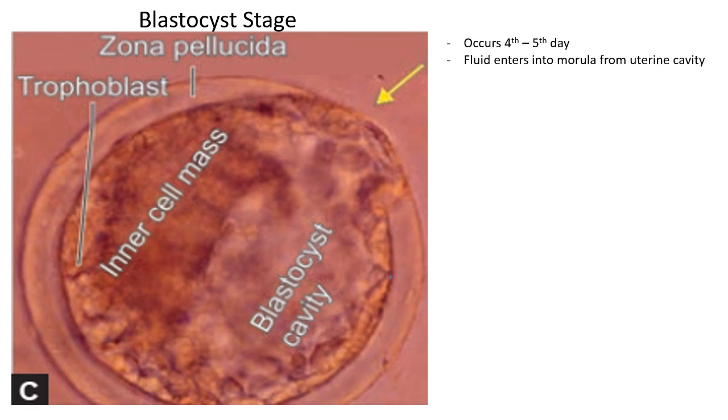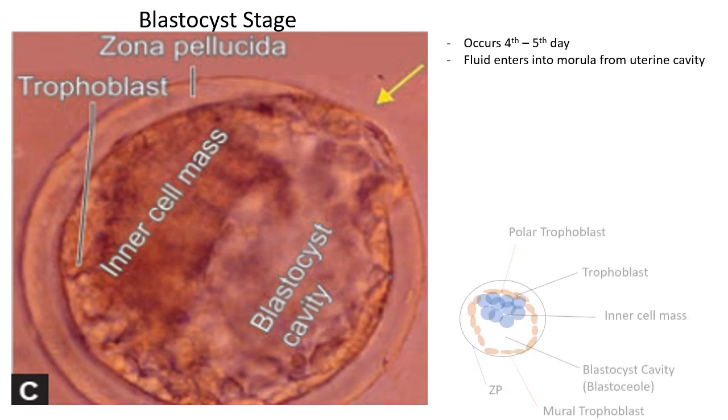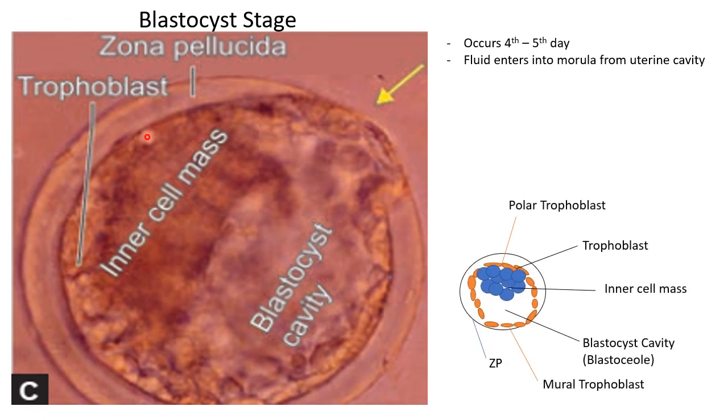So what is happening during the blastocyst stage is that there is fluid invagination from the uterine cavity into the morula. Now remember, I had told you there were some cells surrounding the inner cell mass, and we called those cells the future trophoblastic cells, or the outer cell mass. As fluid enters, these trophoblastic cells will start becoming flattened, and there will be formation of a cavity known as the blastocyst cavity or blastocoel.